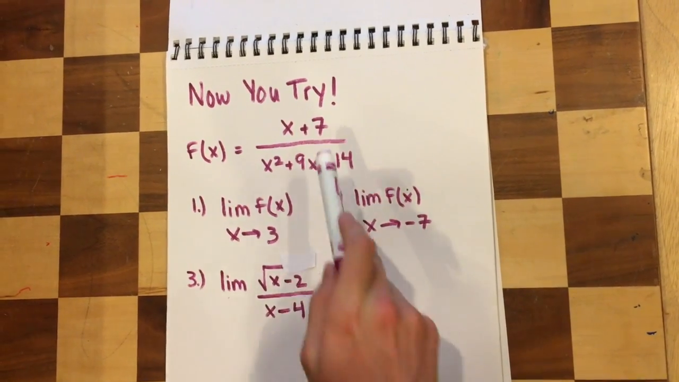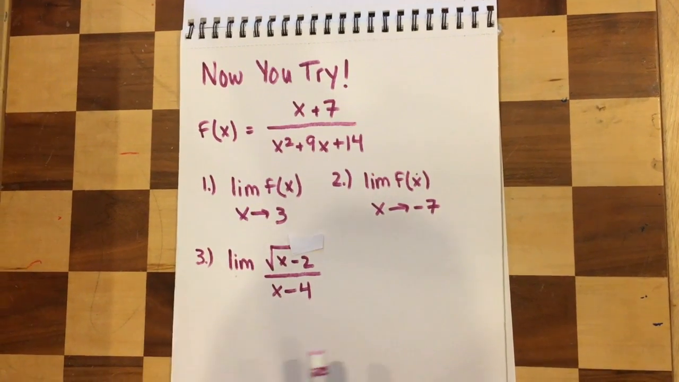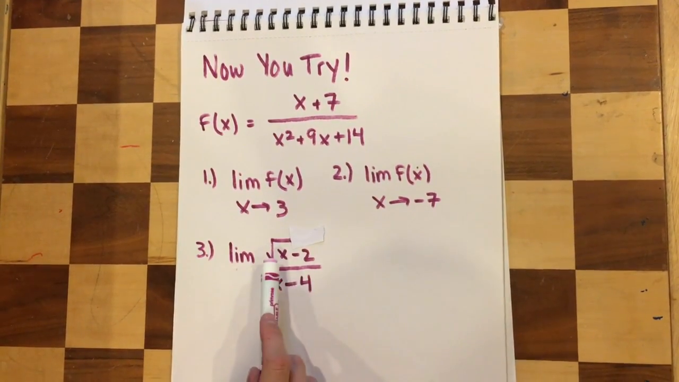For these two, use this function f of x to solve for these two limits. For this one, you're going to have to use the conjugate method to get rid of this square root.